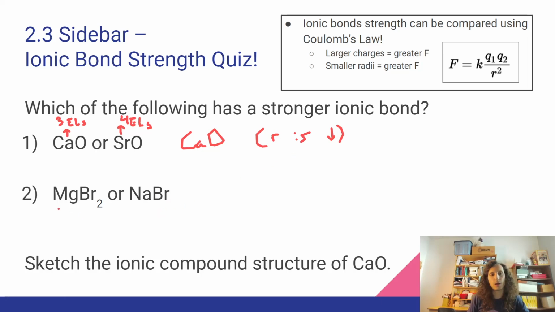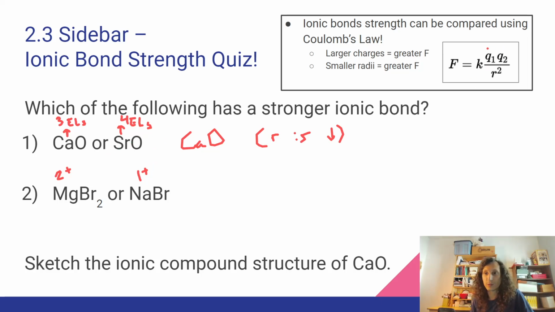Sorry. Magnesium bromide and sodium bromide. So again, we've got cations that are different, and they differ in size for sure, right? Every element has a slightly different radius. But what's more important here is that magnesium has a 2+ charge. I didn't mention this above, but calcium and strontium both have 2+ charges.